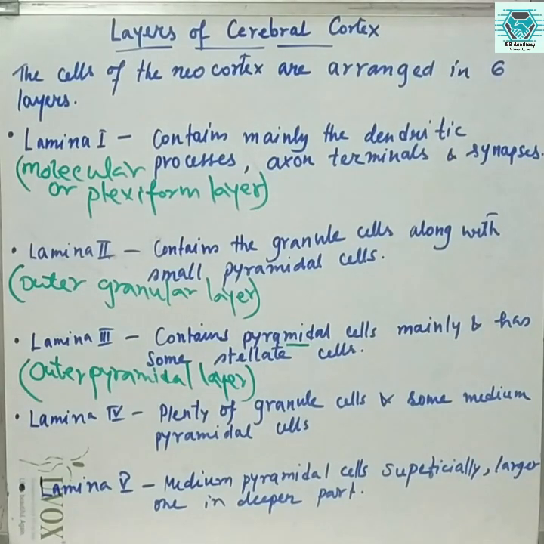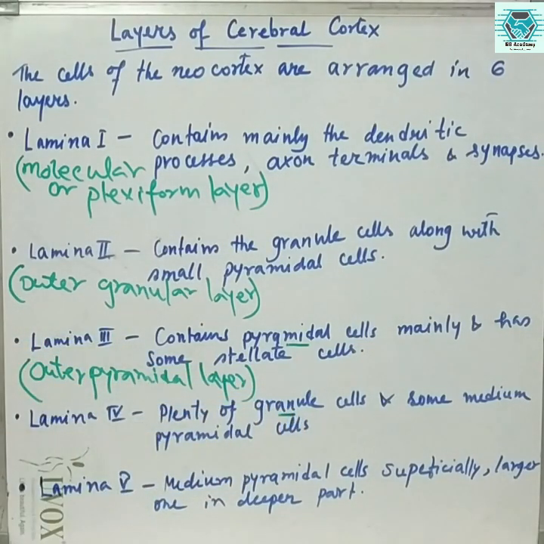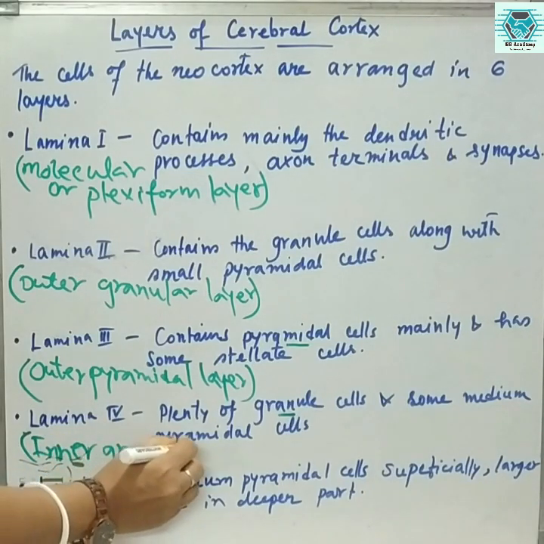Moving to lamina 4, it contains plenty of granule cells. Here the granule cells are maximum. Some medium sized pyramidal cells we also find, and it also contains the outer band of Baillarger composed of transverse fibers. Most of the incoming fibers synapse in this layer. This lamina 4 is also known as inner granular layer.